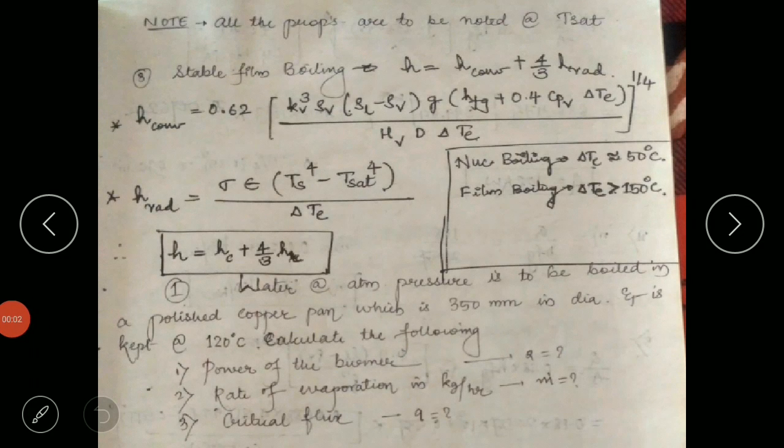Good morning, dear students. Today we will solve a problem on boiling. Before proceeding to the problem, we'll just go through the correlations which we have discussed earlier.